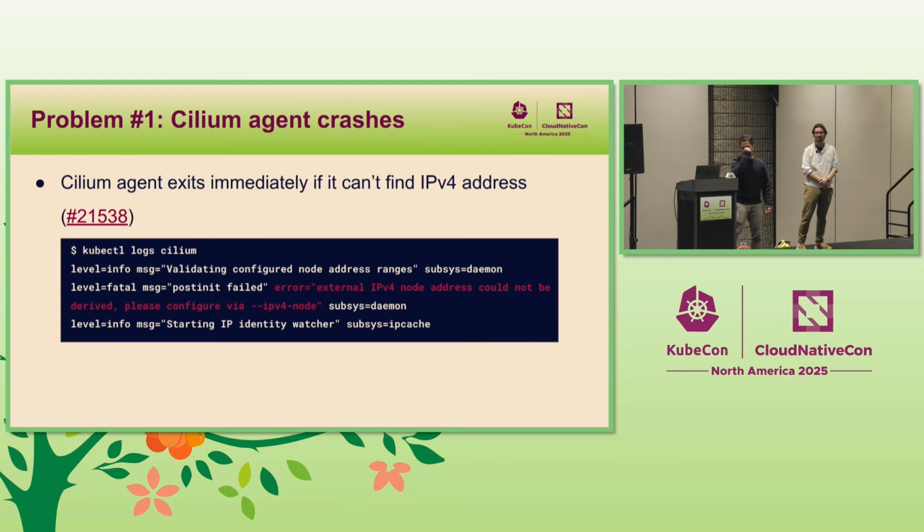When we take a look at the error logs of the Cilium agent, it is basically saying it's not able to detect any IPv4 address on the node, which we don't have, right? We run IPv6 only machines.